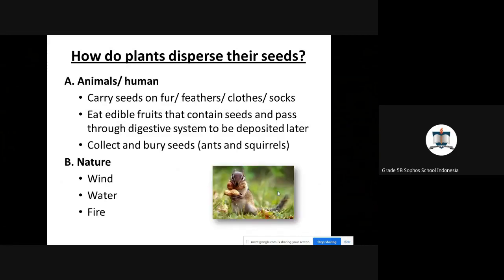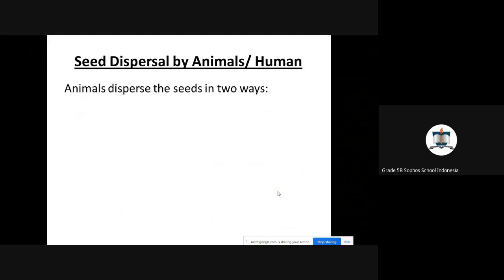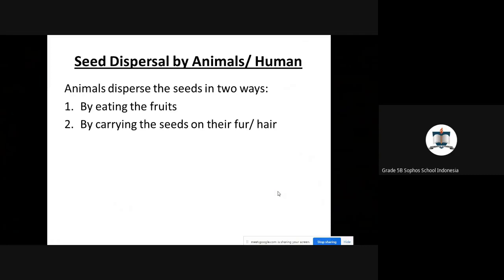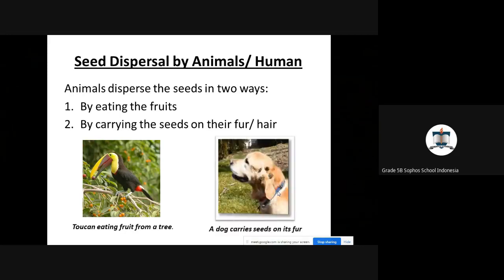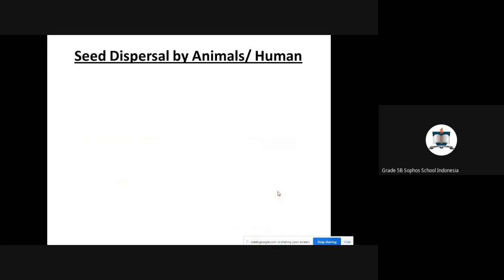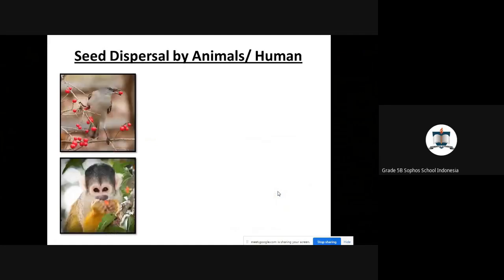So this is an example of seeds dispersed by animals. Seeds are dispersed by animals in two ways. The first one is the animal eats the fruit, and the second, the animal carries the seeds on its fur. This is the example: a falcon eating fruit from a tree, and a dog carrying seeds on its fur. Okay, let's take a look one by one.